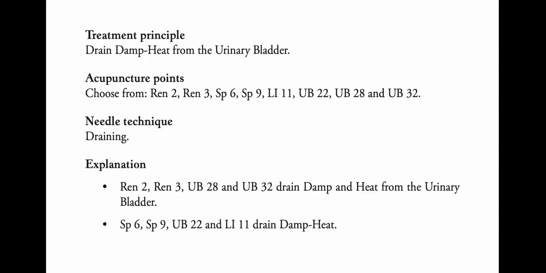For the treatment principle, we drain damp heat from the urinary bladder. And for the acupuncture points, we can choose from REN2, REN3, spleen 6, spleen 9, LI11, bladder 22, bladder 28, and bladder 32, and use the draining needle technique. For the explanation on the choice of points, REN2, REN3, bladder 28, bladder 32 drain damp and heat from the urinary bladder. Spleen 6, spleen 9, bladder 22, and LI11 drain damp heat.